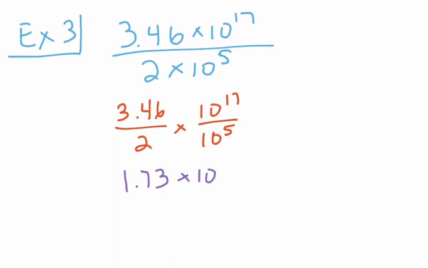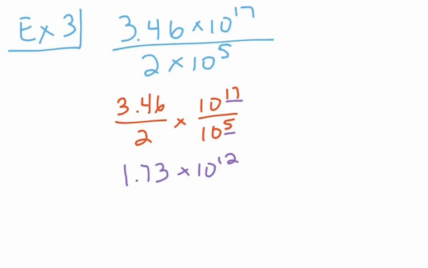Multiply that by 10. Now when I'm dividing powers with the same base, 17 and 5, I subtract the exponents. Since I'm dividing, 17 minus 5 gives me 12. I look at my answer to make sure that it's in correct scientific notation, and it is because I have a single digit number in front of the decimal, so I'm all done. I have 1.73 times 10 to the 12th power.